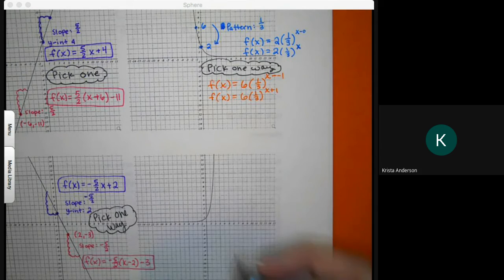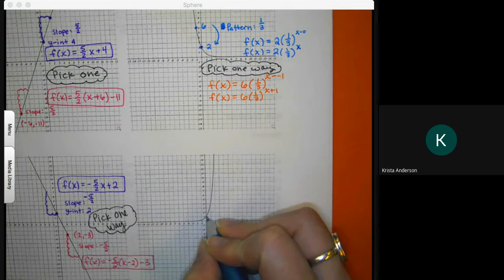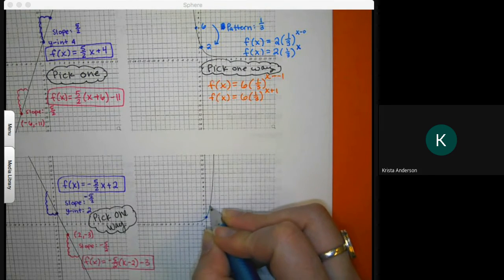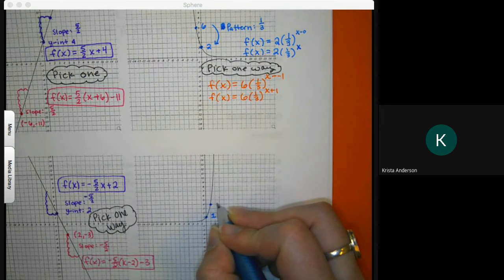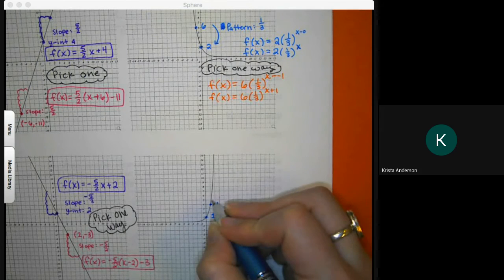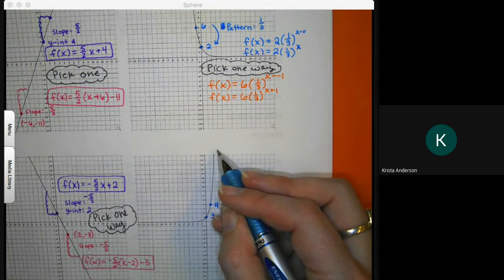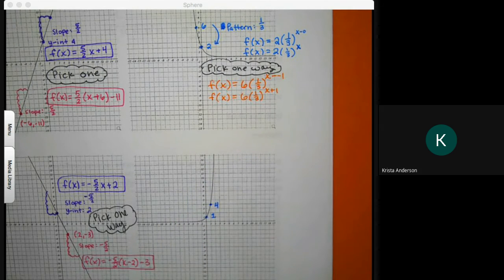Okay, I'm going to do the first part. I'm going to label points. It's touching at 1, 4, and I don't think it touches until up higher.